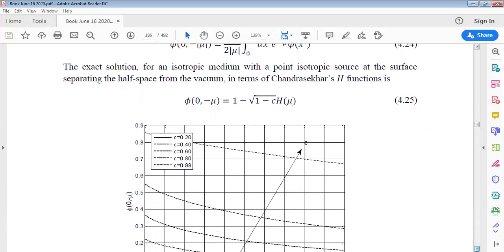So the exact solution has been obtained for an isotropic medium with a point isotropic source at the surface separating the half space from the vacuum, in terms of Chandrasekhar's H functions. So it's phi 0 minus mu is 1 minus square root of 1 minus c times H of mu. Now, if you've got a pure scattering medium, put c equal to 1, so this whole side goes away. Then the emerging is 100%.